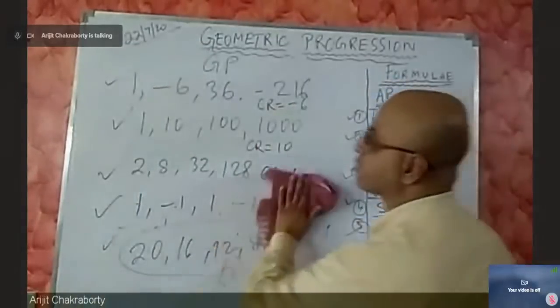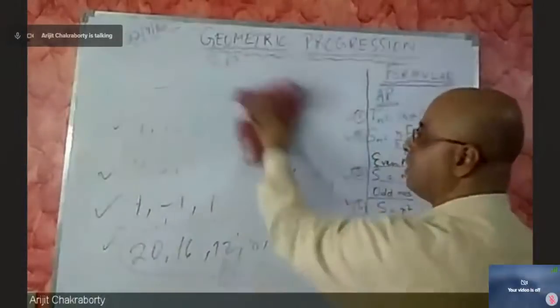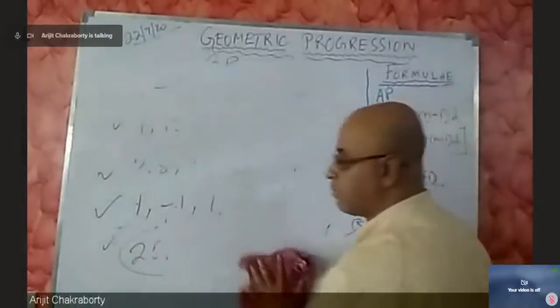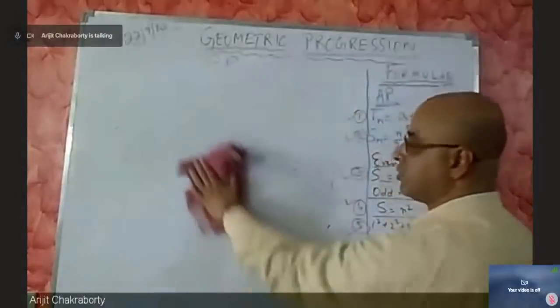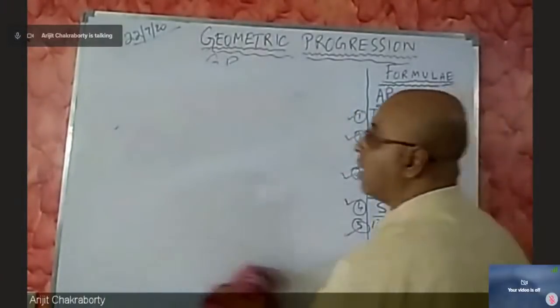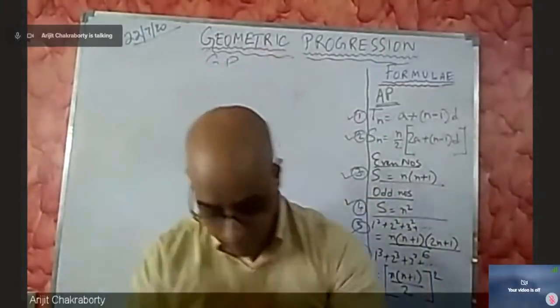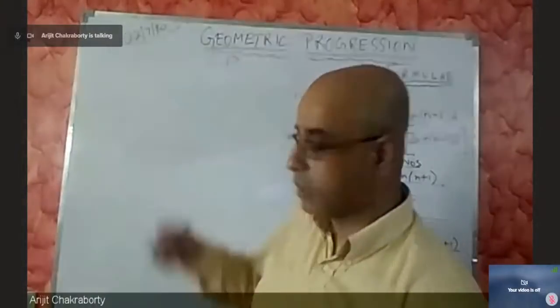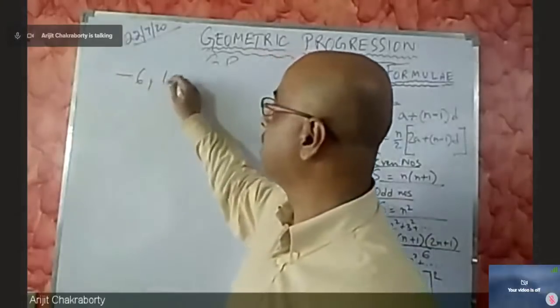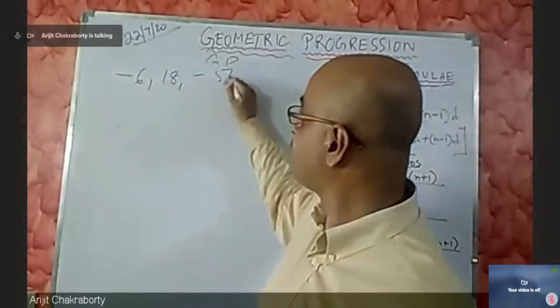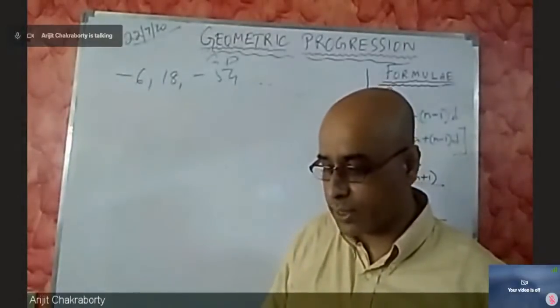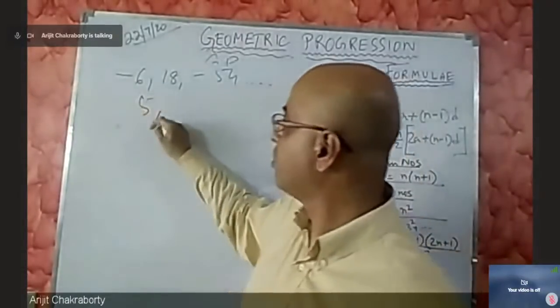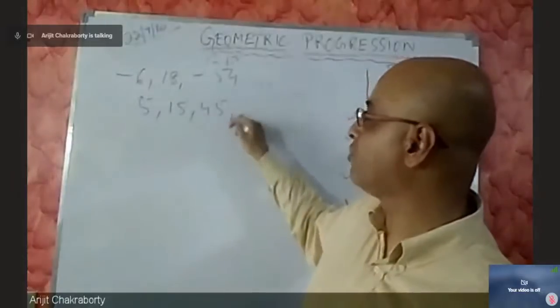Some more examples quickly. I hope you are getting the idea of GP. Since you know AP, GP will become easy to understand. Okay. Let us take one more example. Request you to keep note. And you can write with me. Okay. I am taking this minus 6, 18, minus 54, and so on. Then the next one I'll take is 5, 15, 45, 135.